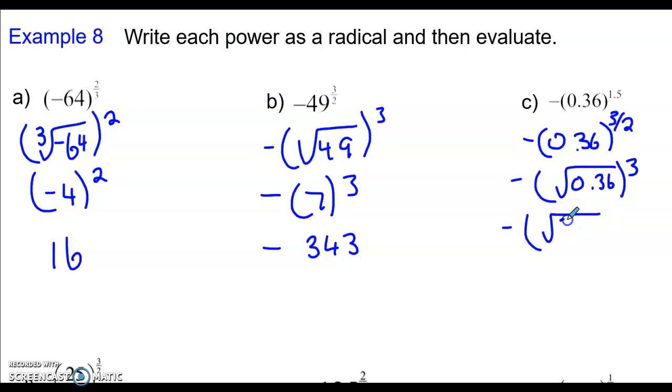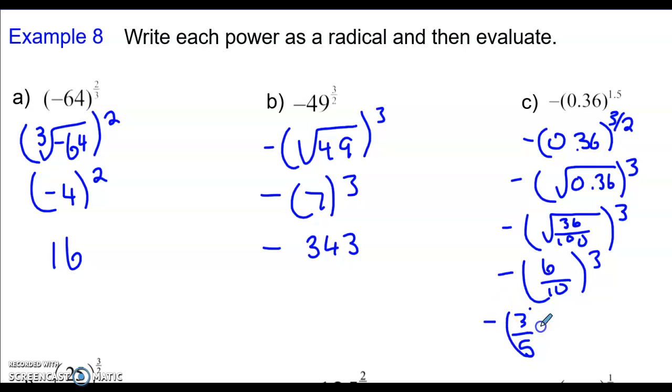which is the square root of 36 over 100 cubed, which is the square root of 6 over 10 cubed, negative 3 over 5 cubed, which is equal to negative 27 over 125. We keep our negative out front.